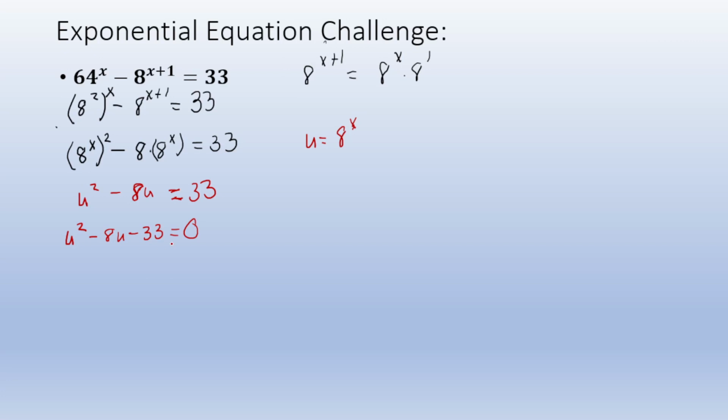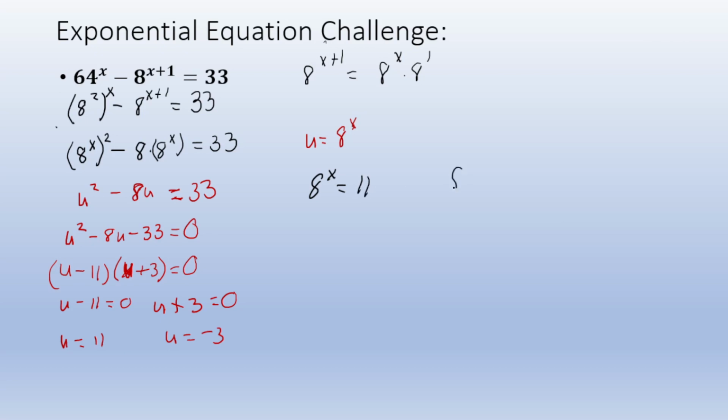And this particular quadratic expression is factorable. This gives us u minus 11 times u plus 3 equals 0. Setting each factor equal to 0, u minus 11 equals 0, and u plus 3 equals 0. We have two solutions, u equals 11 and u equals negative 3. We're not solving for u, we're trying to solve for x. So we'll need to back substitute, which will make our equations 8 to the x power equals 11 and 8 to the x power equals negative 3.